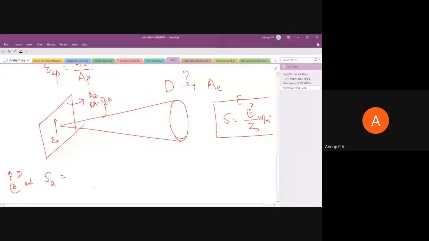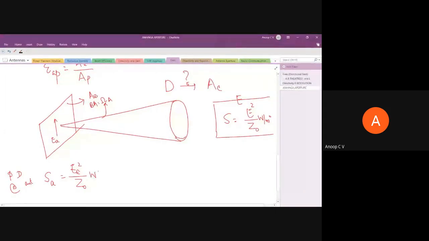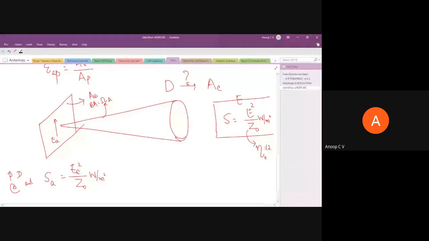So this SA, the power density at the antenna, will be equal to EA square by Z naught, watts per meter square. And you know this Z naught is the intrinsic impedance of free space, eta naught, that is equal to 125 ohm. So you know that.